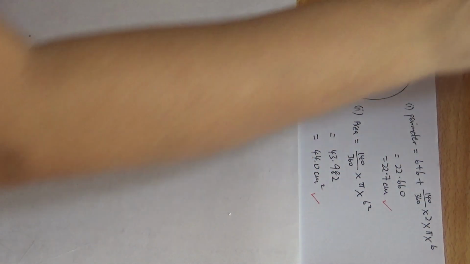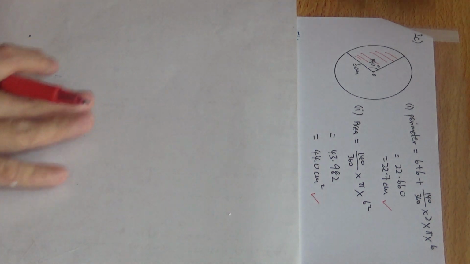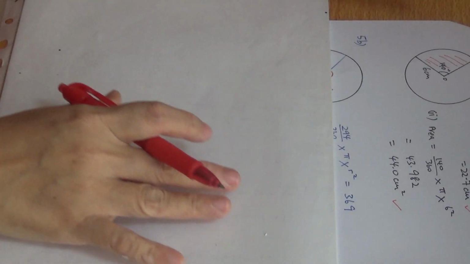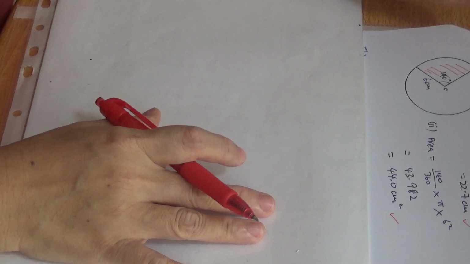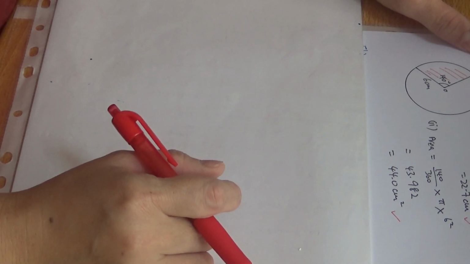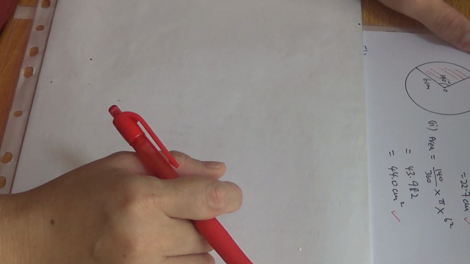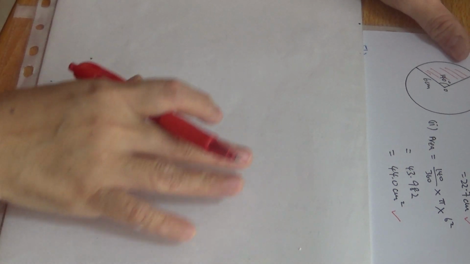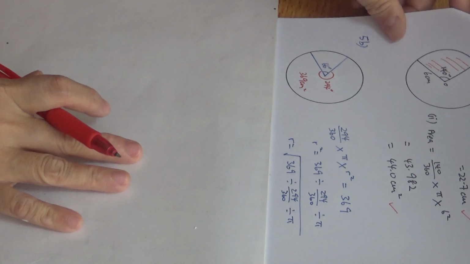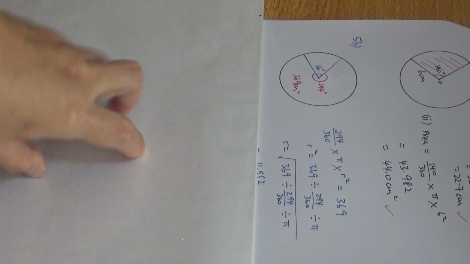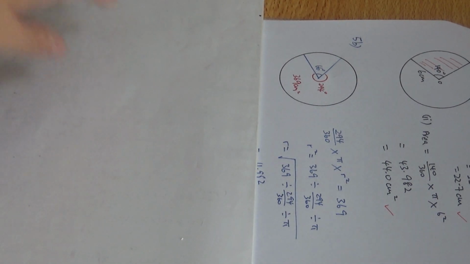Next, we are going on to question number 5B. Let's look at question number 5. What does it say first? It says find the radius of each of the following circles. For 5B, the area of the major sector is 369 cm squared. Now, this is the diagram that you must draw for yourself.